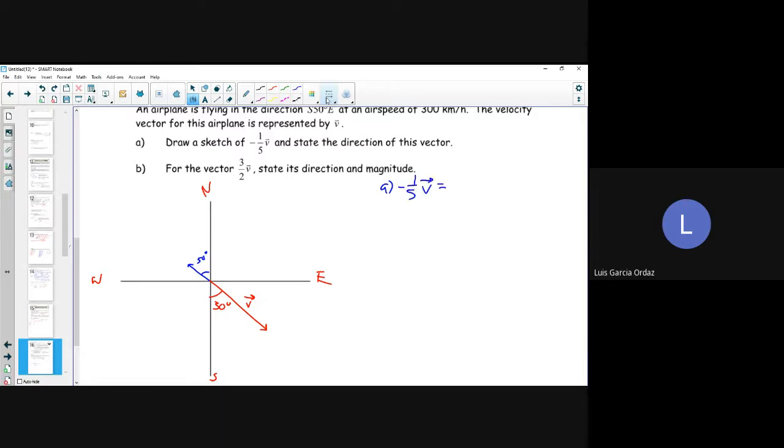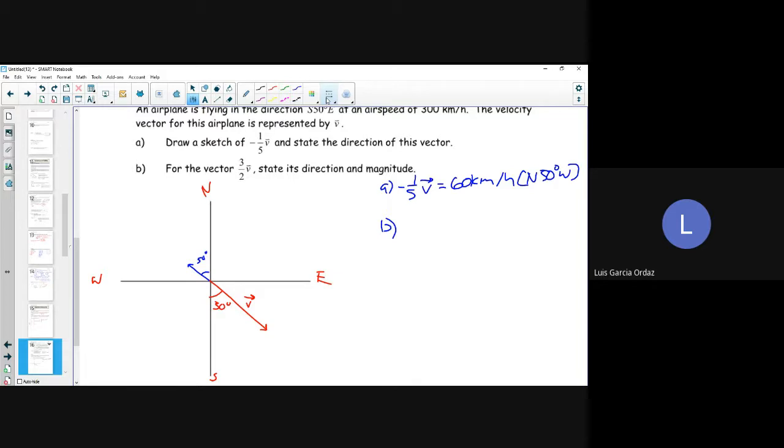What is my new speed going to be? And in what direction is it going to go? So Muhammad gave me the direction and the angle. What is the speed of my plane going to be with -1/5 vector v? Thank you, Priyanshu. It's going to be 60 kilometers per hour. North, 50 degrees west.